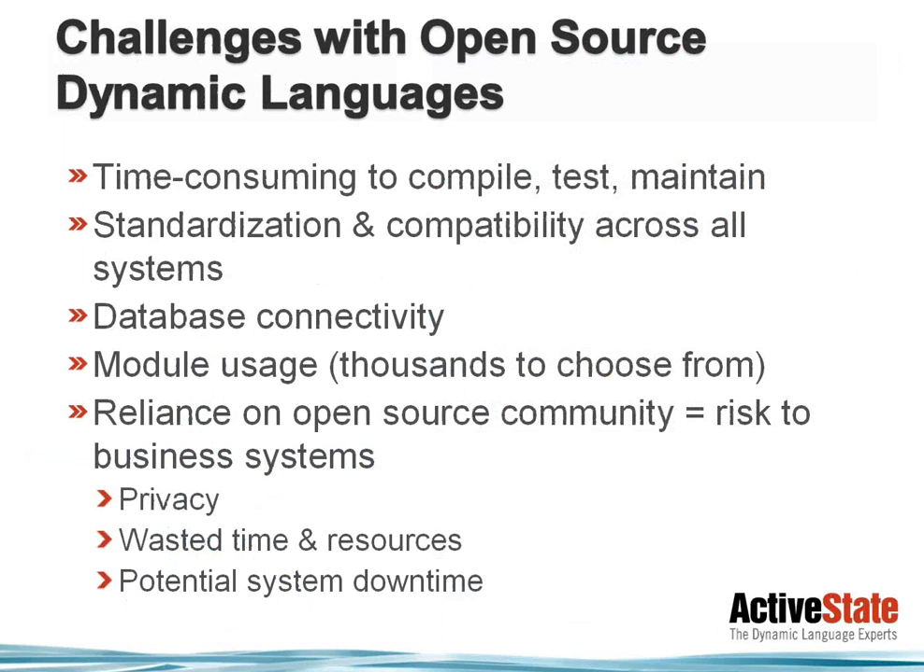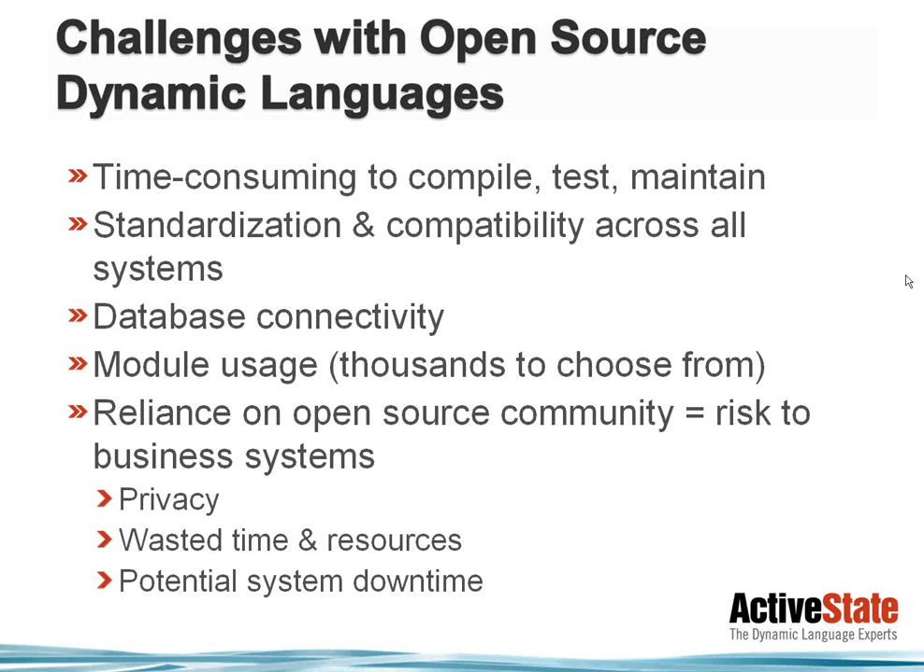Some of these challenges you may already be familiar with. One of the things we see is that when you're dealing with a dynamic language, whether it's Perl, Tcl, or Python, they're time-consuming to compile, test, and maintain. Because with an open source project, it's constantly evolving, and new versions and updates of the distribution are occurring. They need to be recompiled on the platform that you care about, and then you need to test it to make sure it works with your system.